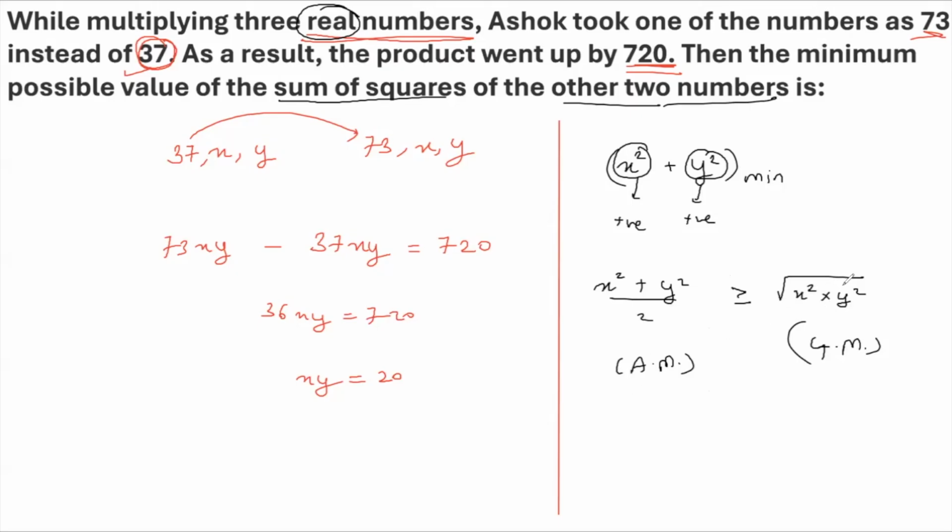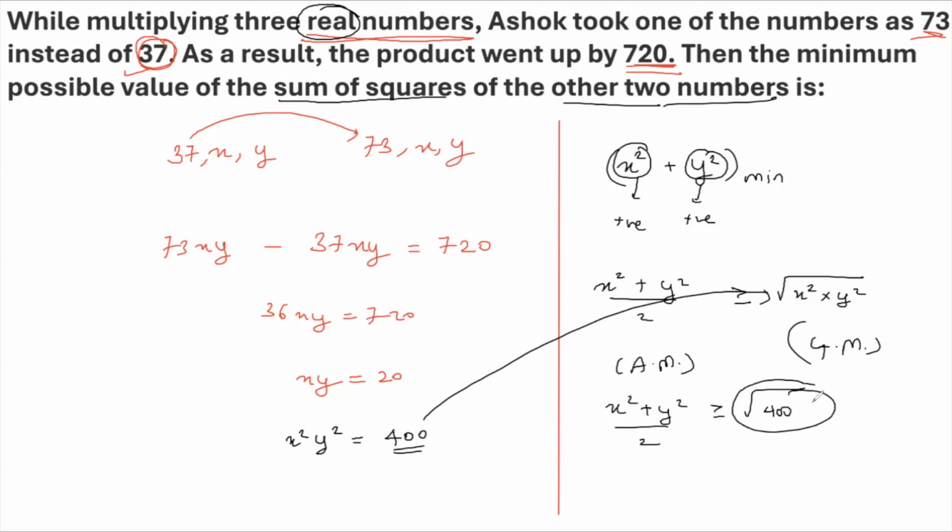Now next step, I already know the value of x into y, so from here I can get x square y square. X square y square is 20 square, 400, and that I'll substitute here. So I will get x square plus y square divided by 2 will be greater than or equal to root of 400. Root of 400 is actually 20. Multiply by 2 on both sides, you get x square plus y square is greater than or equal to 2 into 20, and that is 40. That's the answer to my question. The minimum value of the sum of the squares of the other two numbers is nothing but 40.